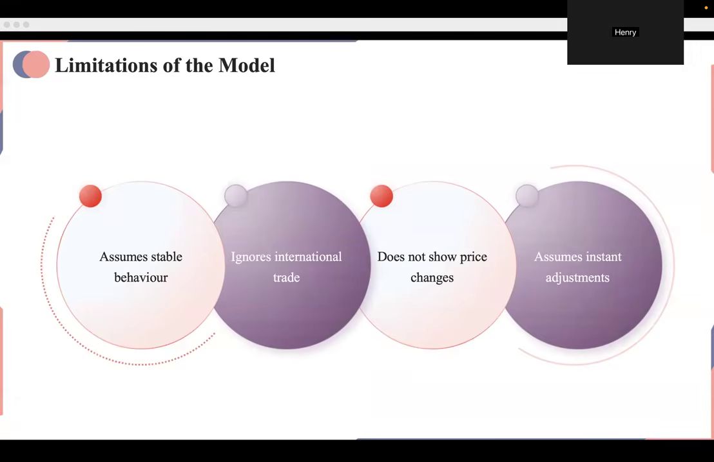However, while the circular flow model is useful, it is a simplification. It has several limitations. First, it assumes instant adjustments. In reality, changes take time. Second, it does not show price changes, but prices are crucial in determining behavior. Third, it ignores international trade. In reality, imports and exports are major components of the economy. Fourth, it assumes stable behavior, but expectations and uncertainty play a big role in real economies. So again, this is a model, not a perfect representation.